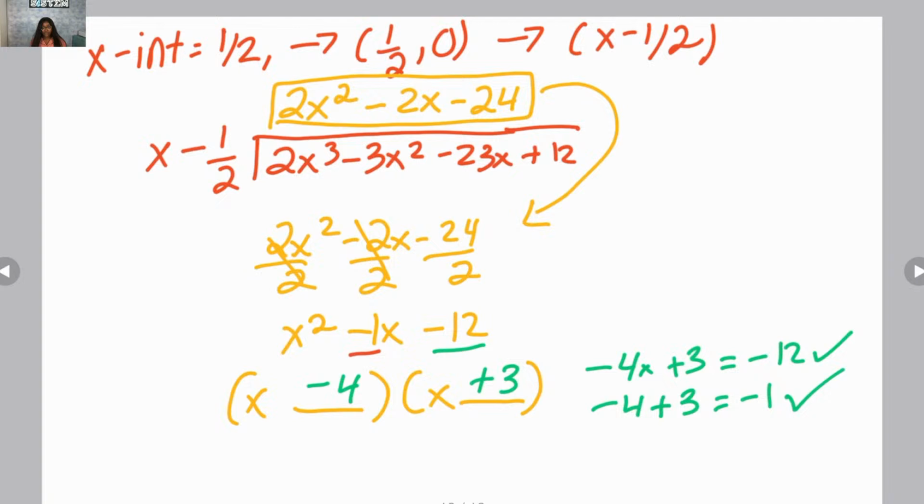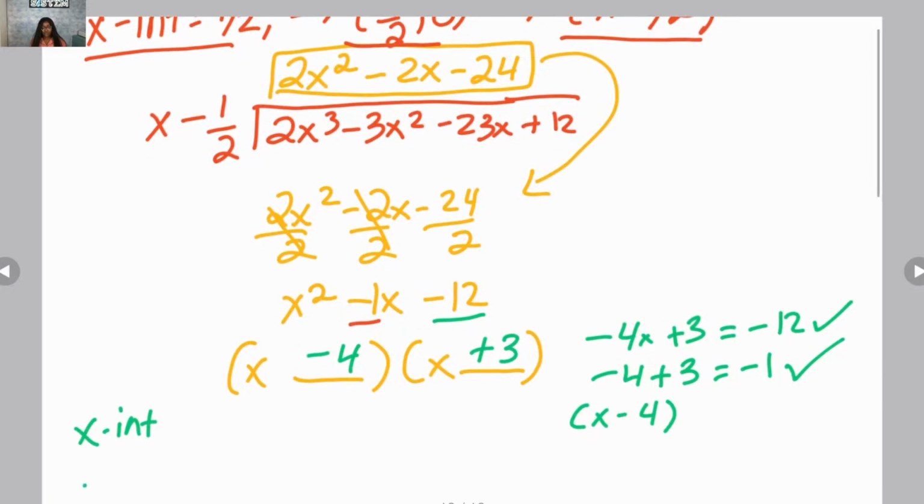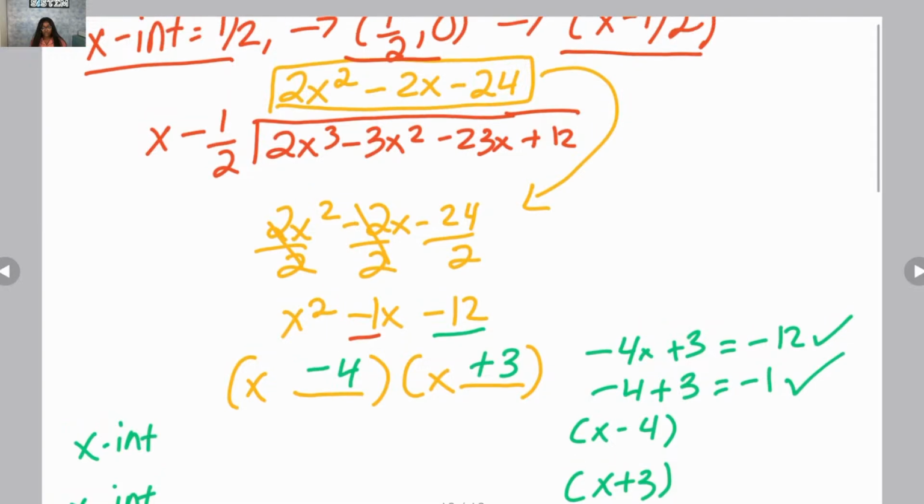But when you write these, don't forget, if our x-intercept at first was 1/2, and we wrote it as 1/2 comma 0, and then x minus 1/2, that means our other x-intercepts are going to be x minus 4 and x plus 3. How do we get there? All you need to do is set these equal to 0 and solve. So x minus 4 equals 0. Just move that 4 over to the other side. So that means x is equal to 4.